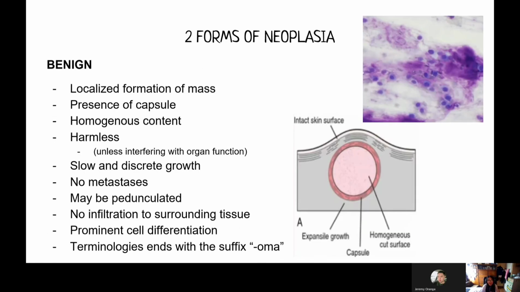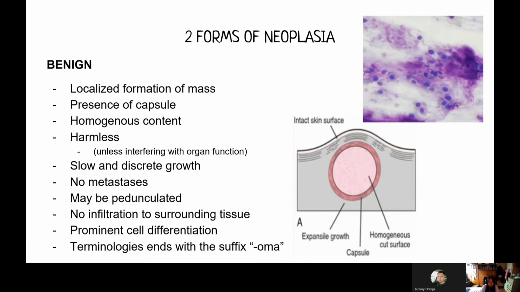Okay, so we have two forms of neoplasia. First we have the benign. It is the localized formation of mass. There is a presence of capsule which contains homogeneous content. So isa lang yung laman niya, with one color only. It is potentially and generally harmless unless it is interfering with an organ function. I'll be discussing it later.